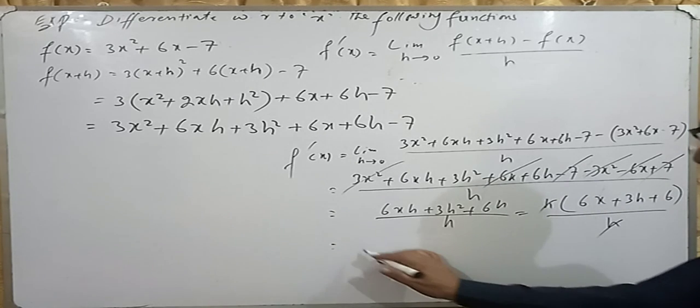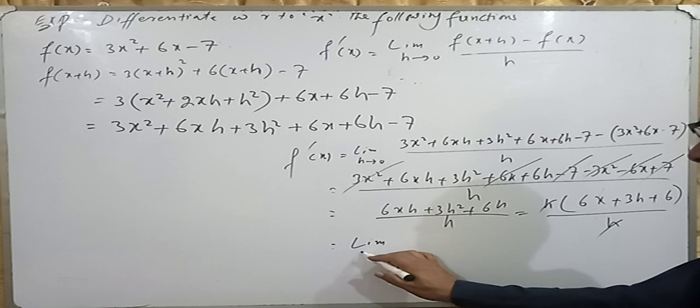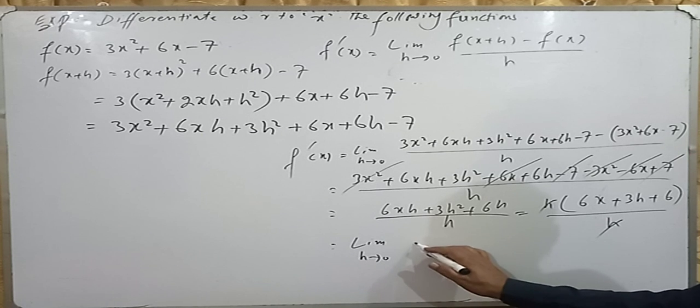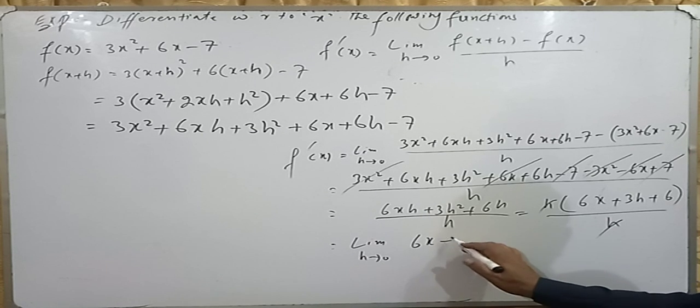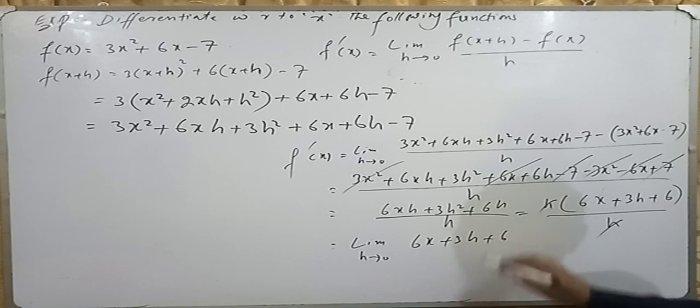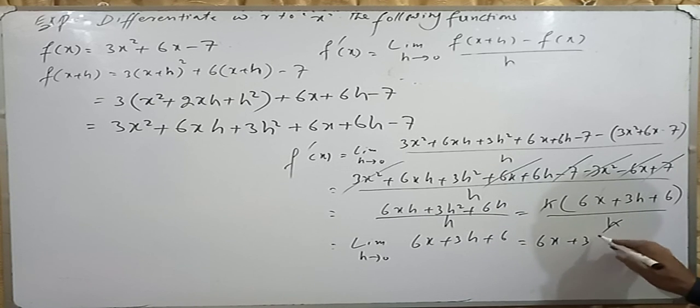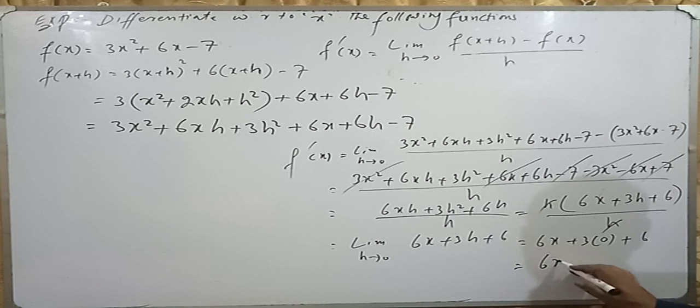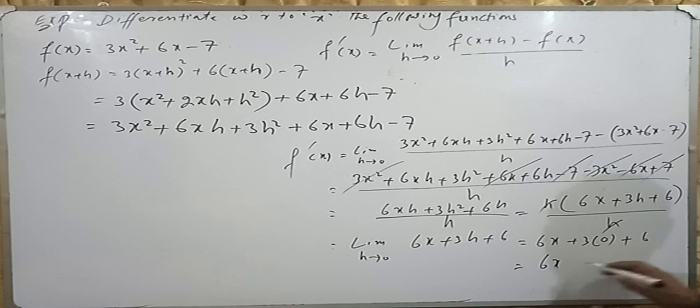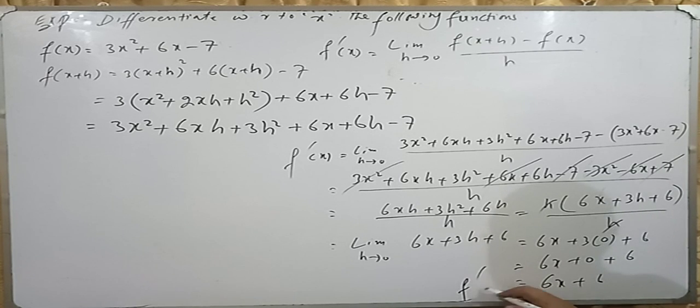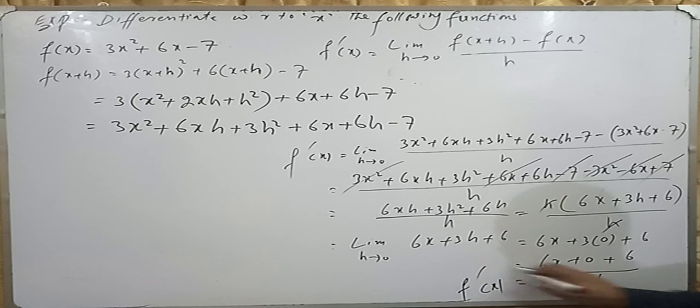Now apply the limit, h tends to 0, on 6x plus 3h plus 6. If we apply the limit, 6x will remain unchanged, plus 3 into 0 and plus 6. Now 3 into 0 will become 0, no need to write it, so 6x plus 6 will be the derivative of the function.